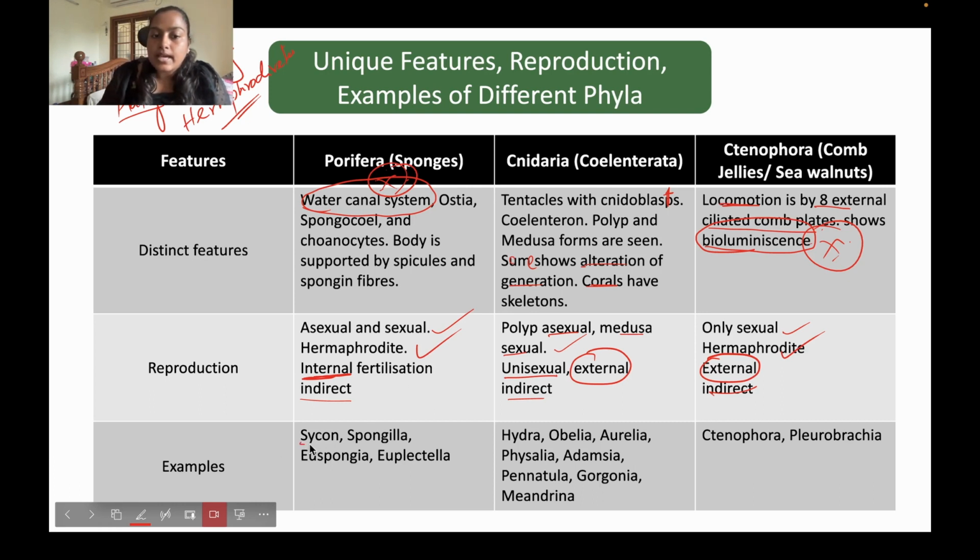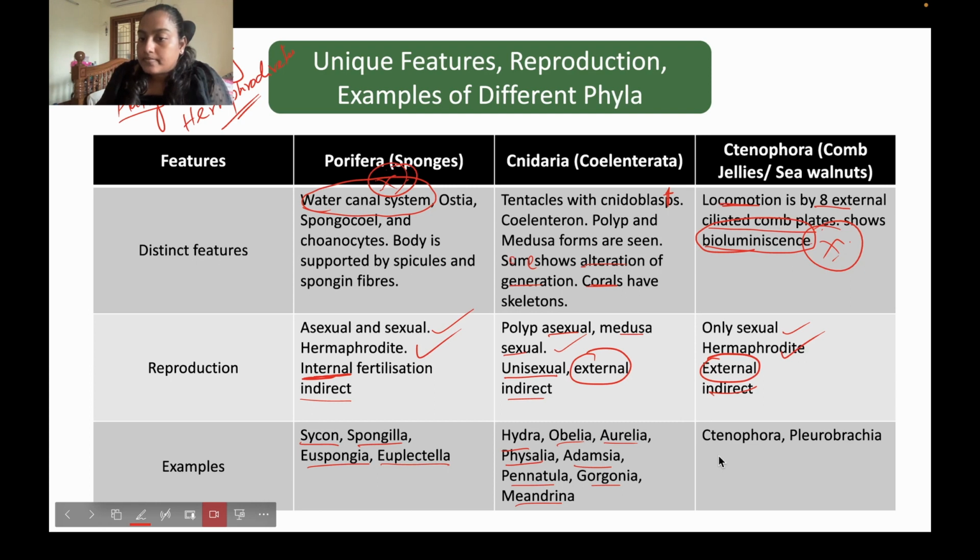For Porifera: Sycon, Spongilla, Euspongia, Euplectella. Very important. Have all the possible examples; at least 2 examples for each you should know. Cnidaria: Hydra, Obelia, Aurelia, the jellyfishes, right? Physalia, Adamsia, Pennatula, Gorgonia and Meandrina. The brain coral is Meandrina, right? All of these are very good examples of Cnidaria.